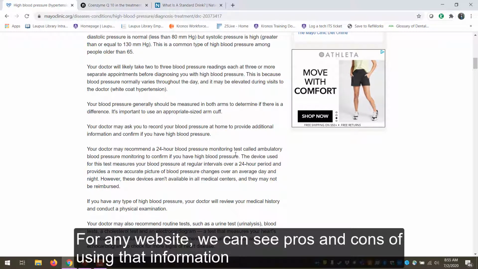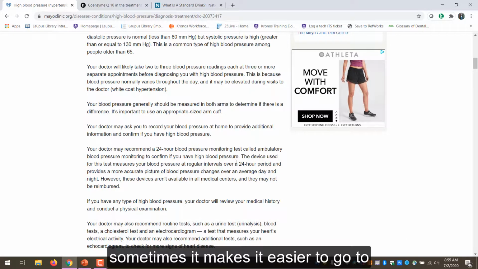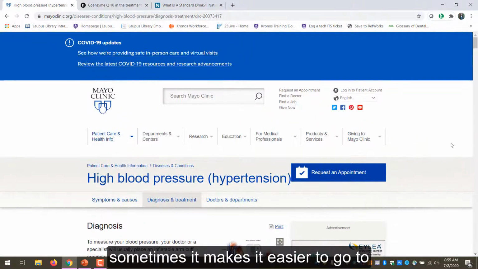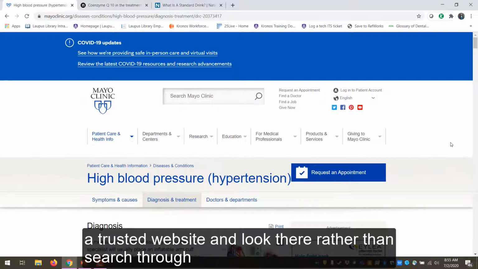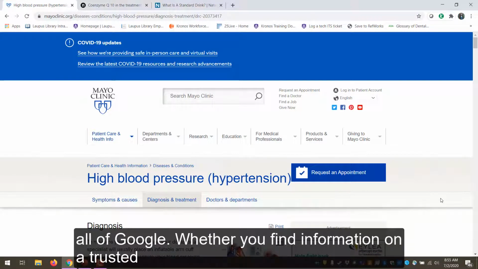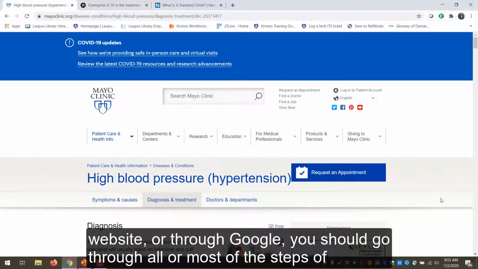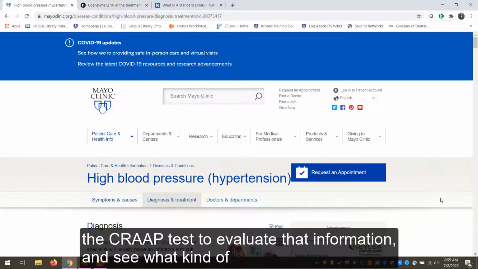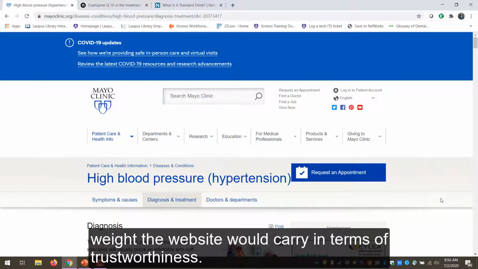For any website, we can see pros and cons of using that information. Sometimes it makes it easier to go to a trusted website and look rather than search through all of Google. Whether you find information on a trusted website or through Google, you should go through all or most of the steps of the CRAP test to evaluate that information and see what kind of weight the website would carry in terms of trustworthiness.